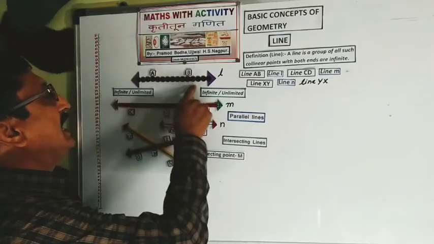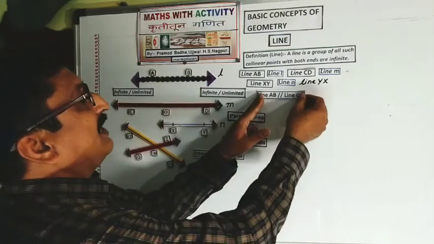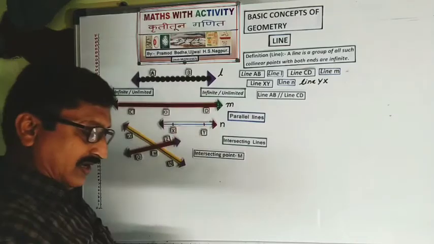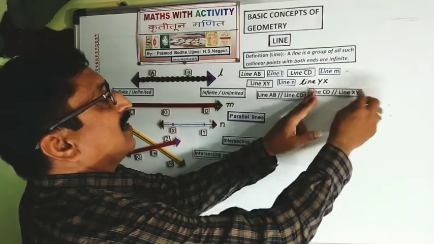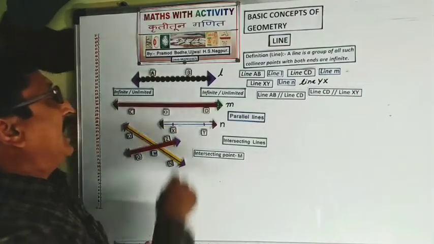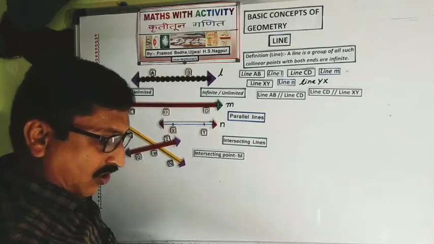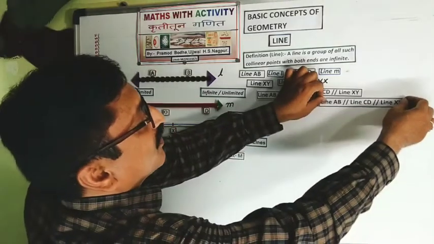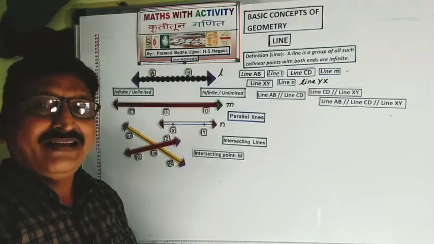Now how to write parallel lines? That means this line AB and CD are parallel, therefore we can write that line AB is parallel to line CD. Similarly, line CD and line XY are parallel, and therefore you can write line CD is parallel to line XY. And if these 2 pairs are parallel, that means all these 3 lines are also parallel to each other, and therefore you can write line AB parallel to line CD and parallel to line XY.